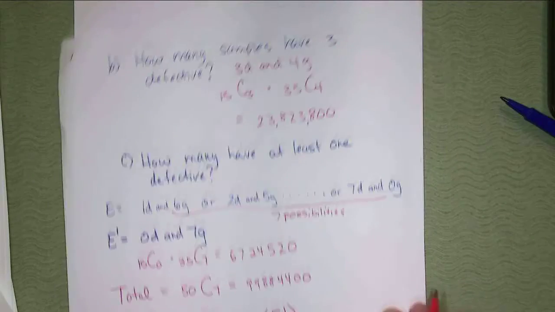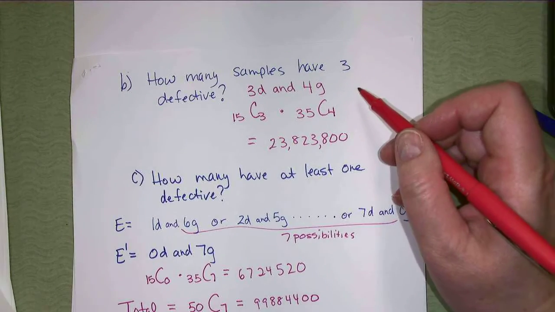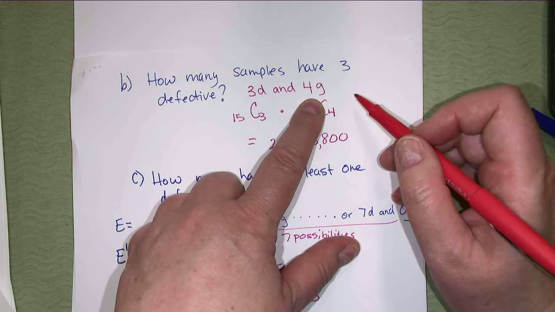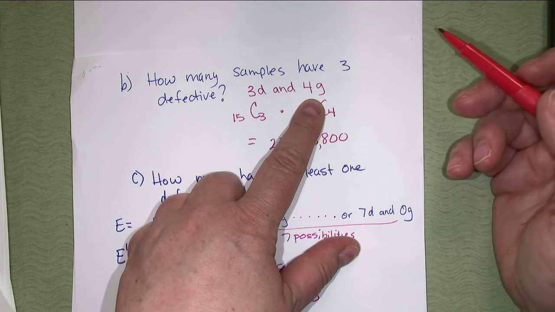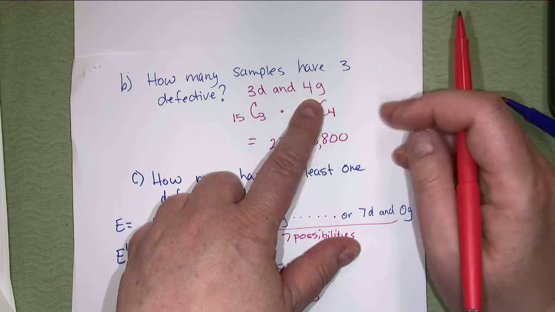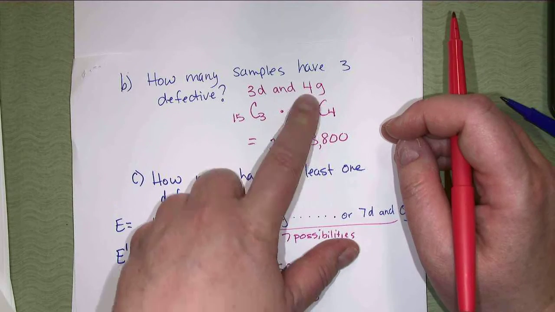And then I could ask anything about it. How many samples have 3 defective? So that would be 3 defective and 4 good, because they have to add up to 7. So out of the 15 defective, 3, and out of the 35 good, 4.